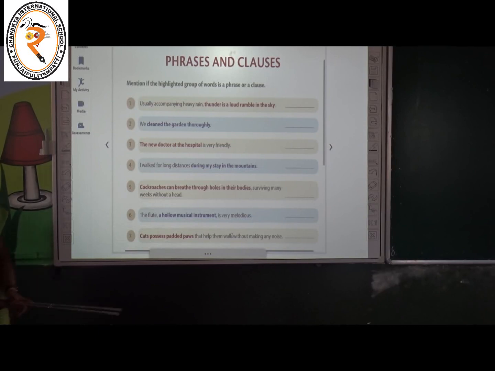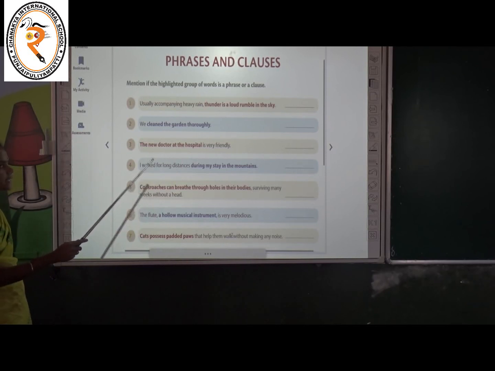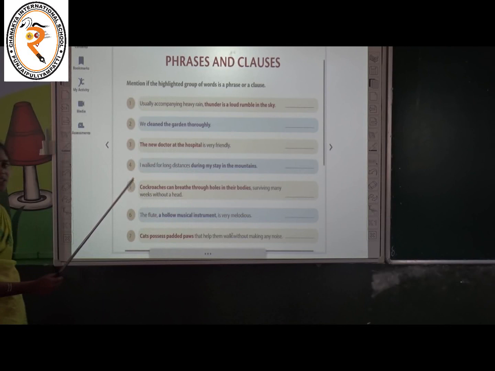Look at the third one. The new doctor at the hospital is very friendly. The highlighted part is the new doctor at the hospital. It is not giving a complete meaning, so it is also a phrase. Make a note of it. The third one is phrase.